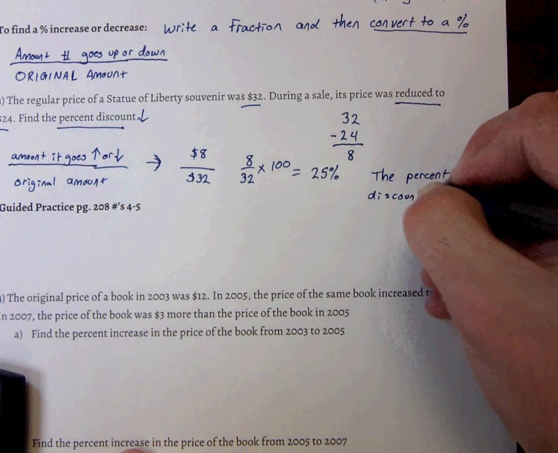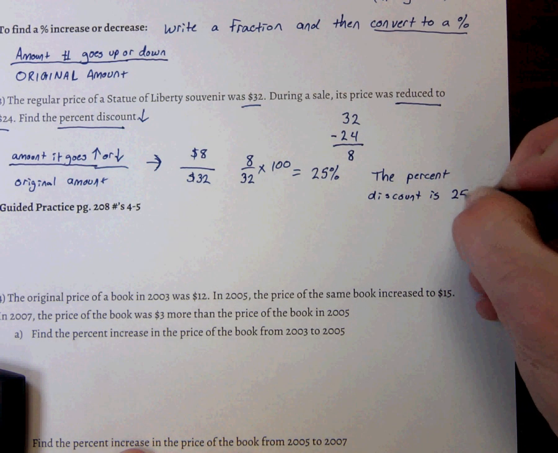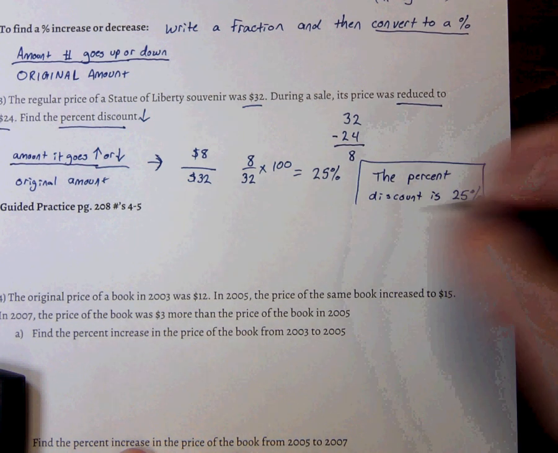Excellent bargain. Alright, at this time, you can do guided practice on page 208, numbers 4 and 5 in your textbook.